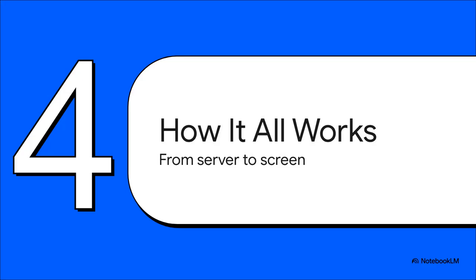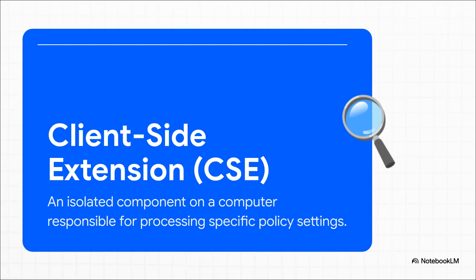Okay, so we've defined the rules in a GPO. We've linked them to an OU. But what's the actual mechanism that makes users' desktop backgrounds suddenly change, or a piece of software just install itself? How does that actually happen? Well, the magic happens through something called a client-side extension, or a CSE.